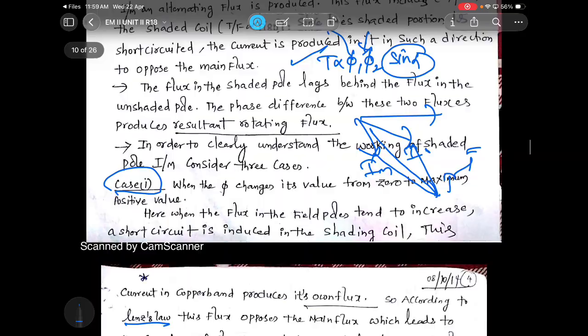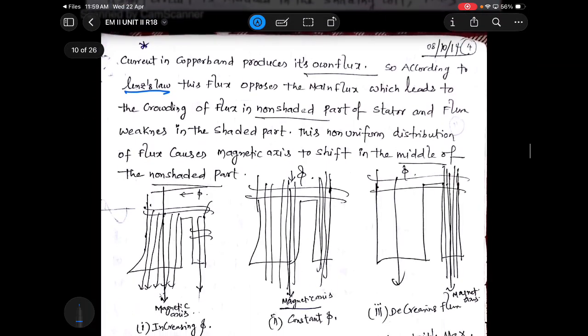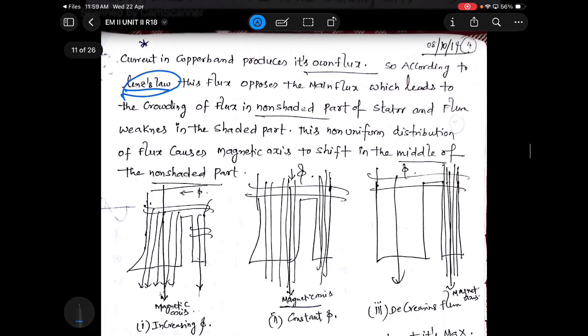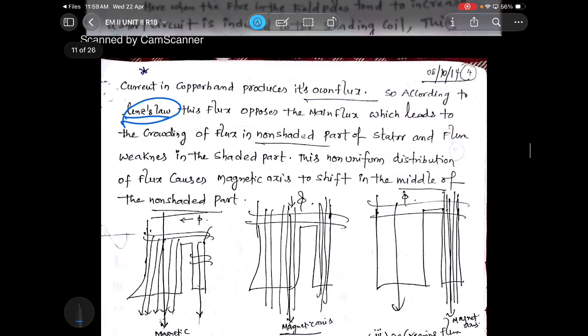Now, I hope everyone knows Lenz's law. What is Lenz's law? Simple definition: it opposes the cause producing it. Lenz's law states that it opposes the cause produced by it.